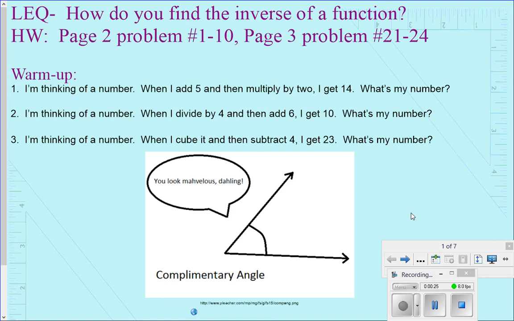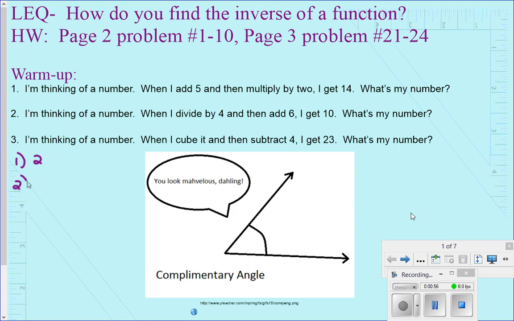So if you're just thinking kind of backwards, reverse order of operations, opposite operation. So I would divide 14 by 2 in number 1 to get 7, and then subtract 5 to get 2. So 2 is the answer there. 14 divided by 2 is 7. 7 minus 5 is 2. And we'll talk more about that in a second.